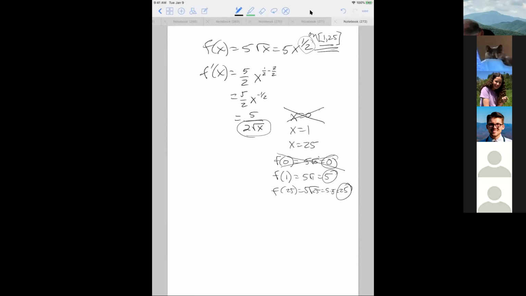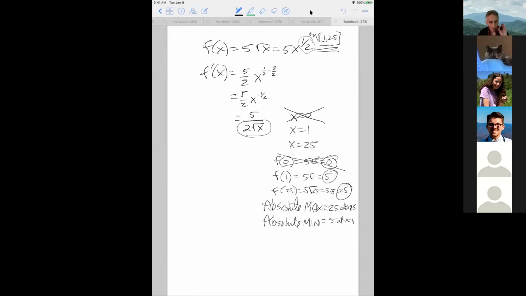So the absolute max is 25 at x equals 25, excuse me. And the absolute min is 5 at x equals 1.